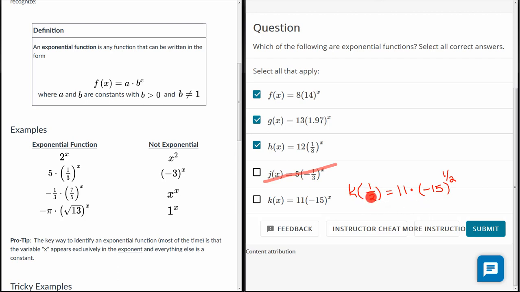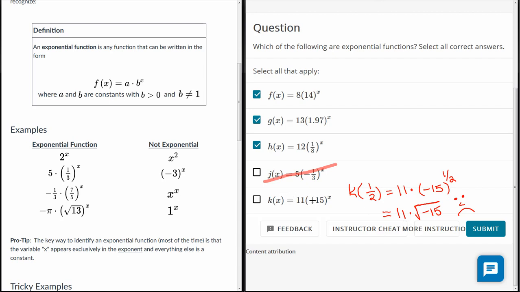So let's plug in 1/2. If we put 1/2 into this function, we get 11 times negative 15 to the 1/2, which at first glance is no big deal. But if we think about it a little bit more carefully, then we'll remember that fractional exponents mean roots. And so this means the square root of negative 15, and this is not a real number. So for the purposes of this class, this is out of bounds.